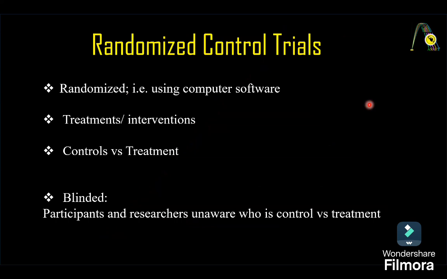So these are, as the name implies, randomized. We randomize the groups that we're analyzing using, for example, computer software, right? And we're basically comparing treatments or interventions to participants that don't receive those interventions or treatments, also known as placebos, right? So again, there's controls versus treatments.